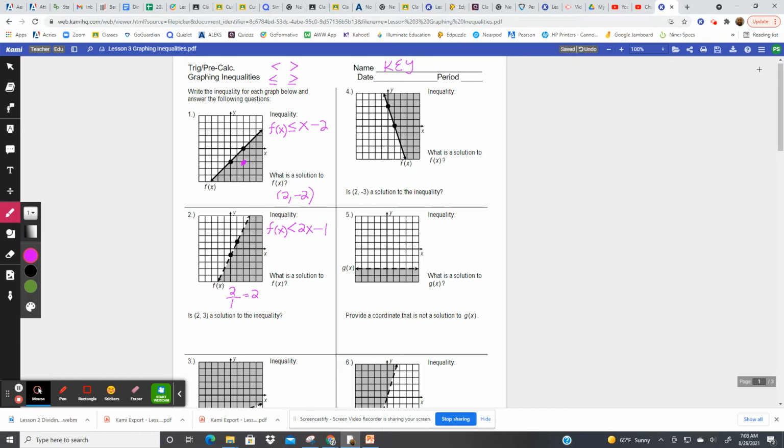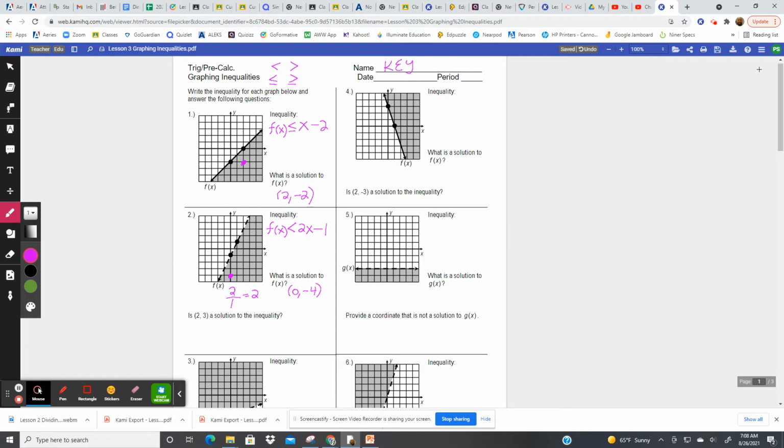Okay, what is the solution? Anything in the shaded region again. It doesn't matter, I'm just going to be tricky and put something right there. So that's 0, negative 1, 2, 3, 4. So 0, negative 4.